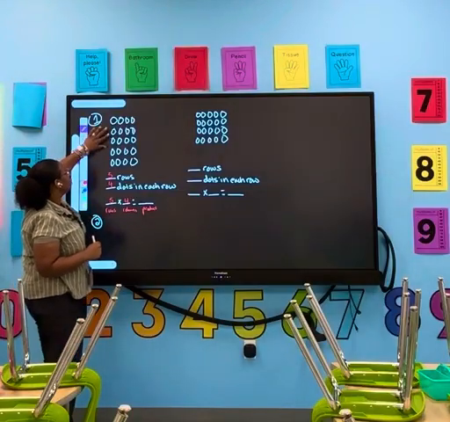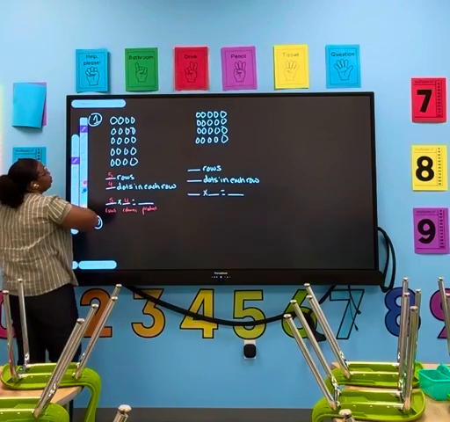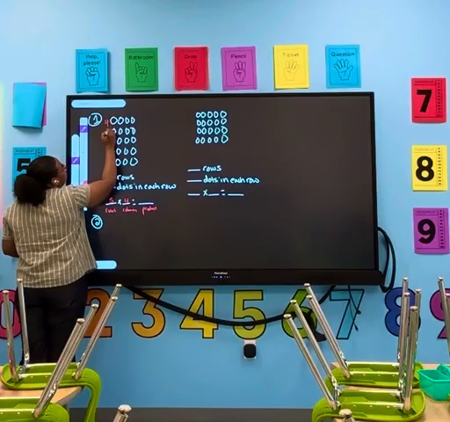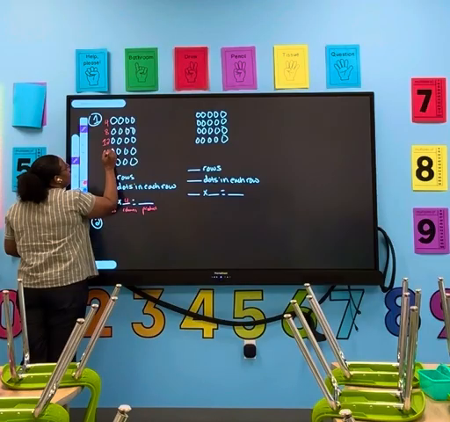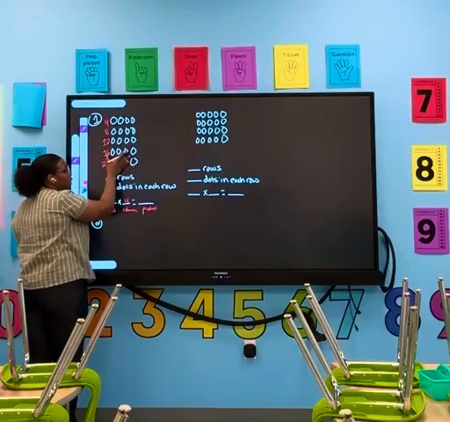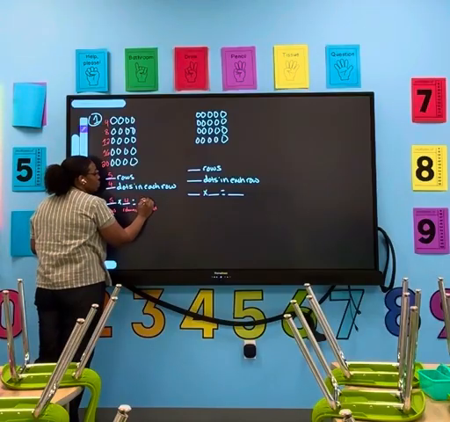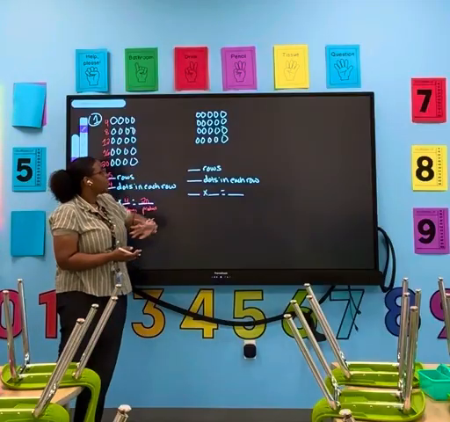I'm going to go ahead and do a skip count for this array, and because there are 4 in each row, I'm going to skip count by 4. So this is going to be 4, 8, 12, 16, 20. So now I know that the product of this array, or the product of this multiplication equation, is 20. Okay, let's go to the second array.